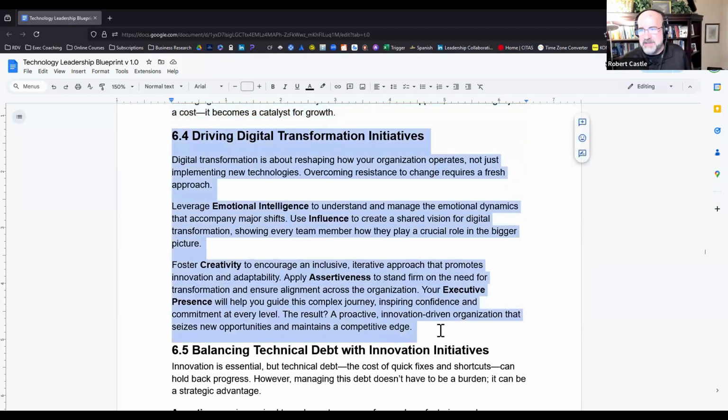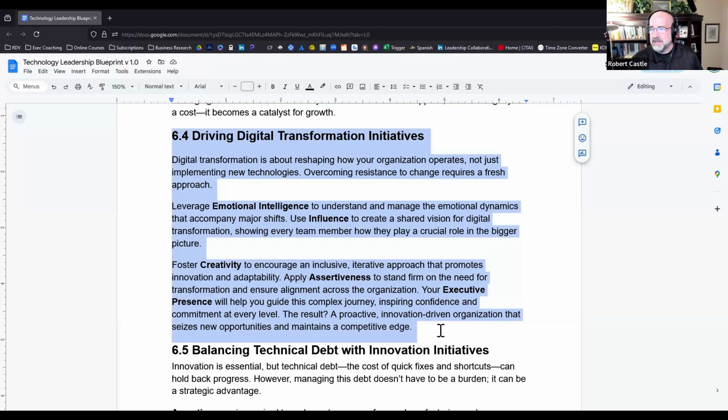How about these leadership skills in driving digital transformation initiatives? It's not just about implementing new technologies, it's about reshaping how your organization operates. So overcoming resistance to change requires a fresh approach. Leveraging EI is critical to understand and manage the emotional dynamics that accompany major technological shifts.